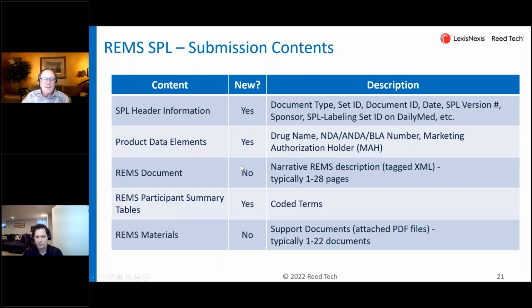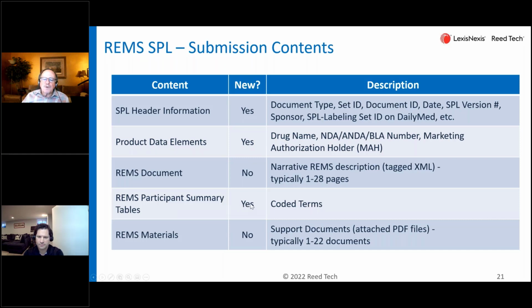drug labeling. And then the narrative, well, that's something that's already been authored, so that's not new. And that can vary, 1 to 28 pages on the average here. But it does have to be tagged into XML. So whatever means that you have to code that for your drug labeling and submit that electronically in SPL, that is one place that you could research and explore whether or not SPL is going to be used or available from that particular resource. And then there's the REMS participant summary and tables.